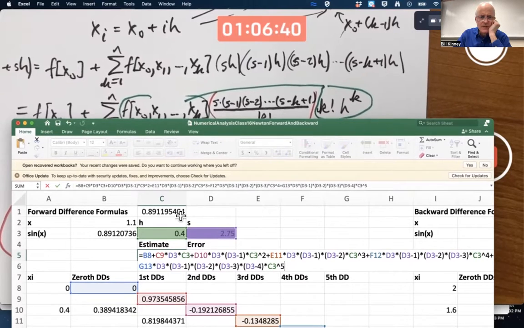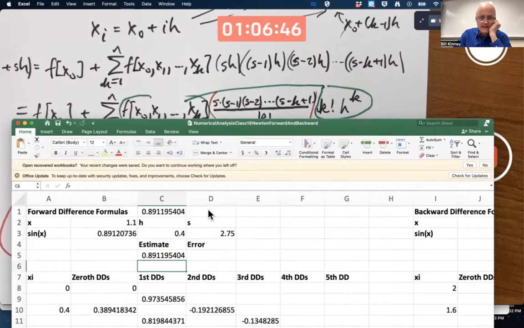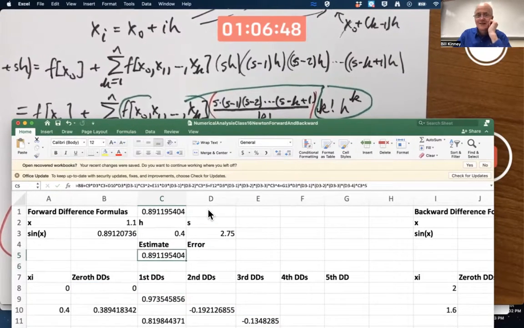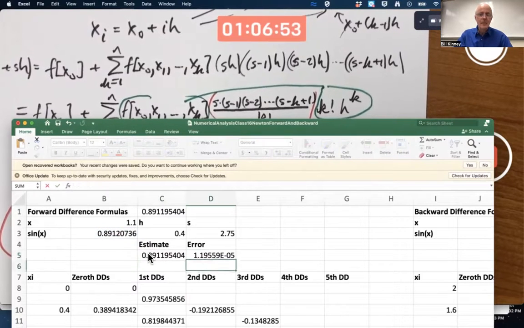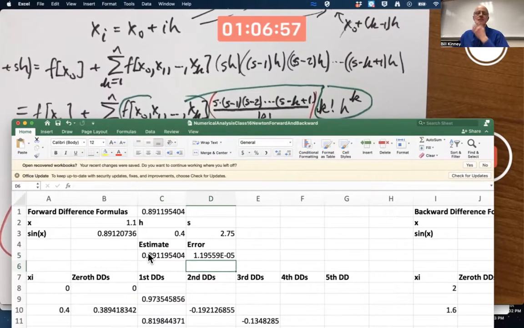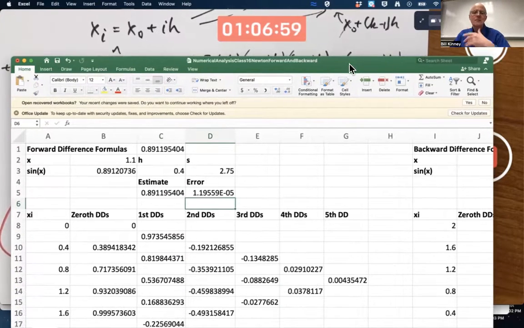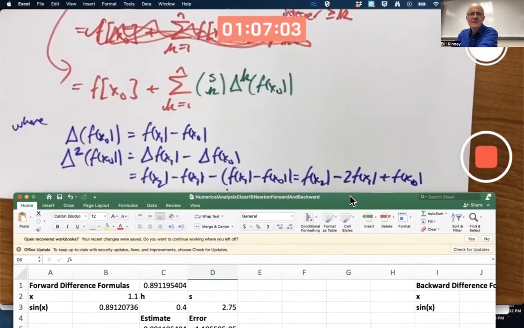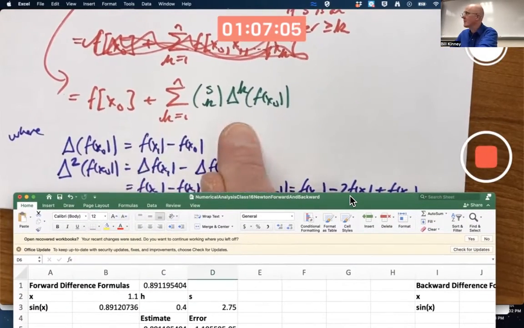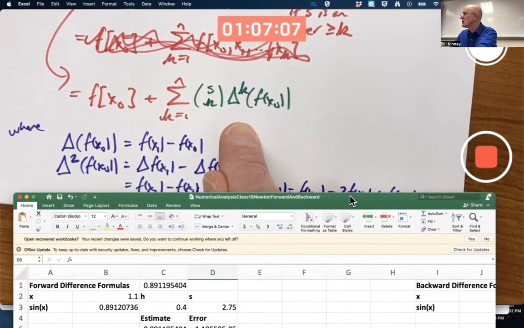So if I enter this, we should get the same thing we got in cell C1. We should get 0.891195404. Yes. For an error of actual minus approximate on the order of 10 to the negative 5. But wait a minute. Shouldn't we use the forward difference operator? Shouldn't we use this simpler formula? Sure, why not?